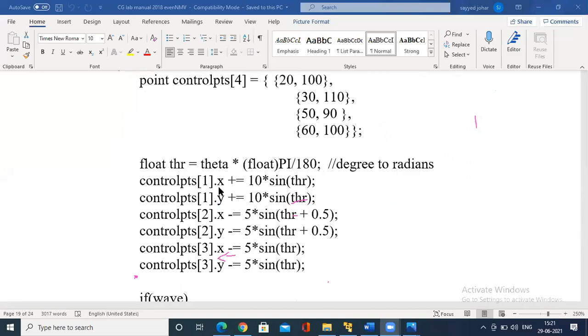Control point 1 is multiplied along the x-axis by 10 into sine theta r. So we have provided the rotation above. Similarly, control point 1 along the y-axis. These are all the changes in the angle in order to show the movement or the bending effect around various angles.